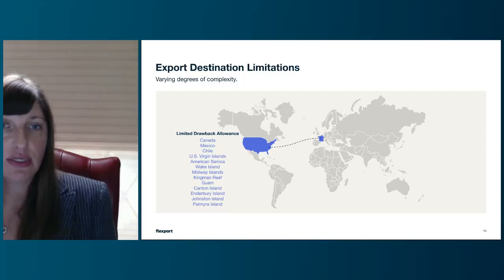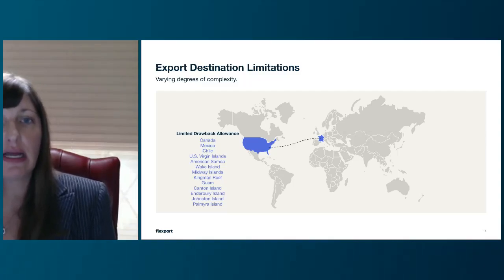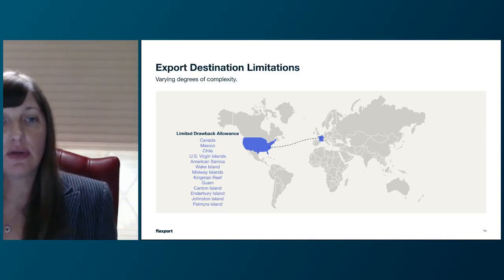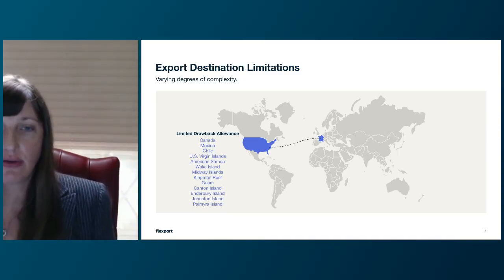Exports to all countries, with the exception of Puerto Rico, are eligible for drawback. However, there are certain additional requirements associated with exports to Canada, Mexico, and Chile, and to US territories. So your export destination, among other criteria, may determine which drawback provision is best suited for your program.